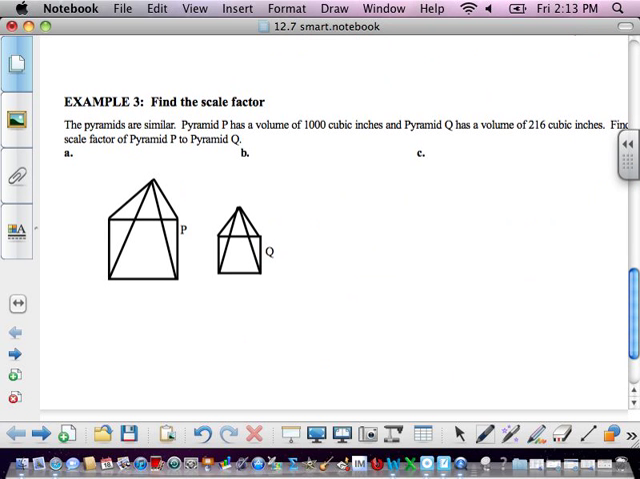Example 3. The pyramids are similar. Pyramid B has a volume of 1,000 cubic inches, and pyramid Q has a volume of 216 cubic inches. Find the scale factor. So what are we going to have to do to this? So first of all, do you want to put the little one over the big one or the big one over the little one? Little one over the big one.